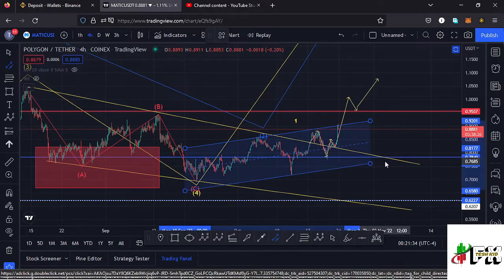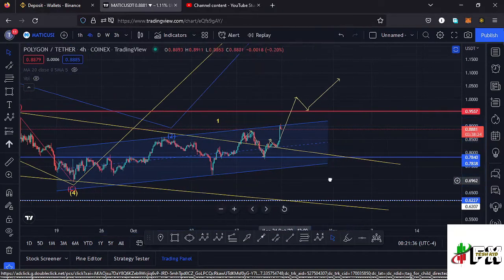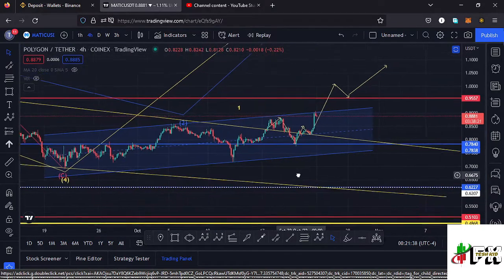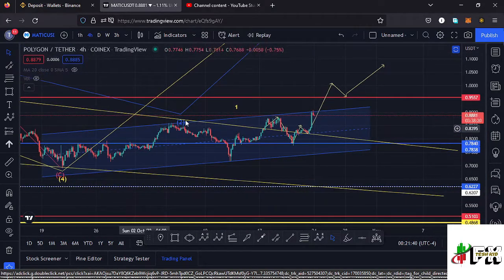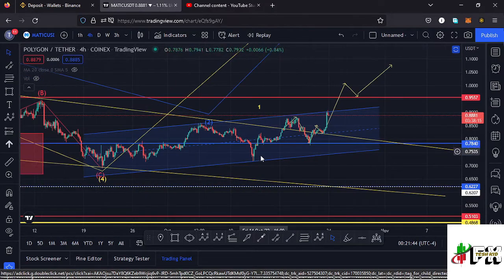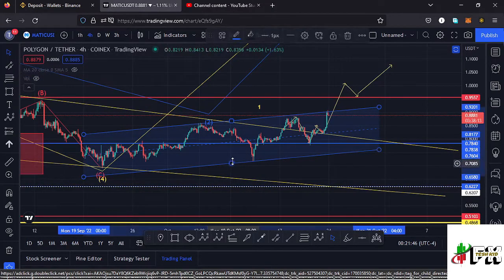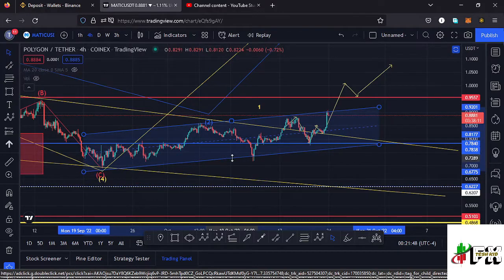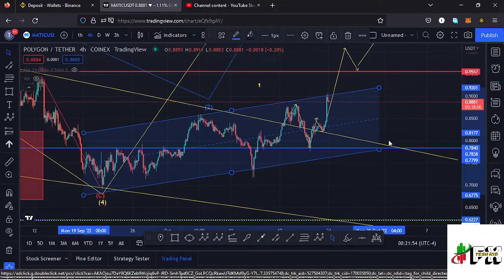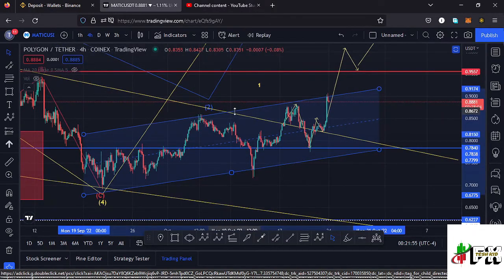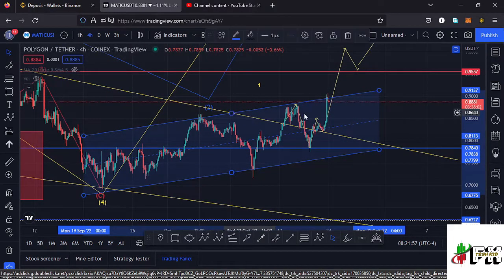Then we have the bottom part of the channel, and if I zoom in so that this can be seen better, you can see that we have this channel which I have highlighted here in blue. This channel has more than 3 touch points, meaning it has been well respected, and there's a possibility that Polygon Matic might continue respecting this channel also, and also give us a breakout out of this channel, maybe to the upper side.